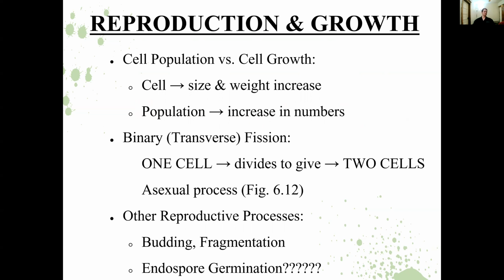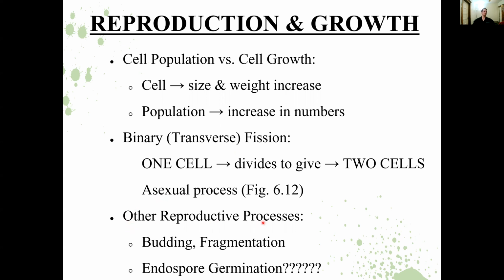So how do these organisms reproduce? Well, the primary process is binary fission. This is simply an asexual process where one cell divides to form two daughter cells. So one parent cell becomes two daughter cells that are genetically identical to each other. As I mentioned, this is a form of asexual reproduction, meaning that there are no gametes involved.